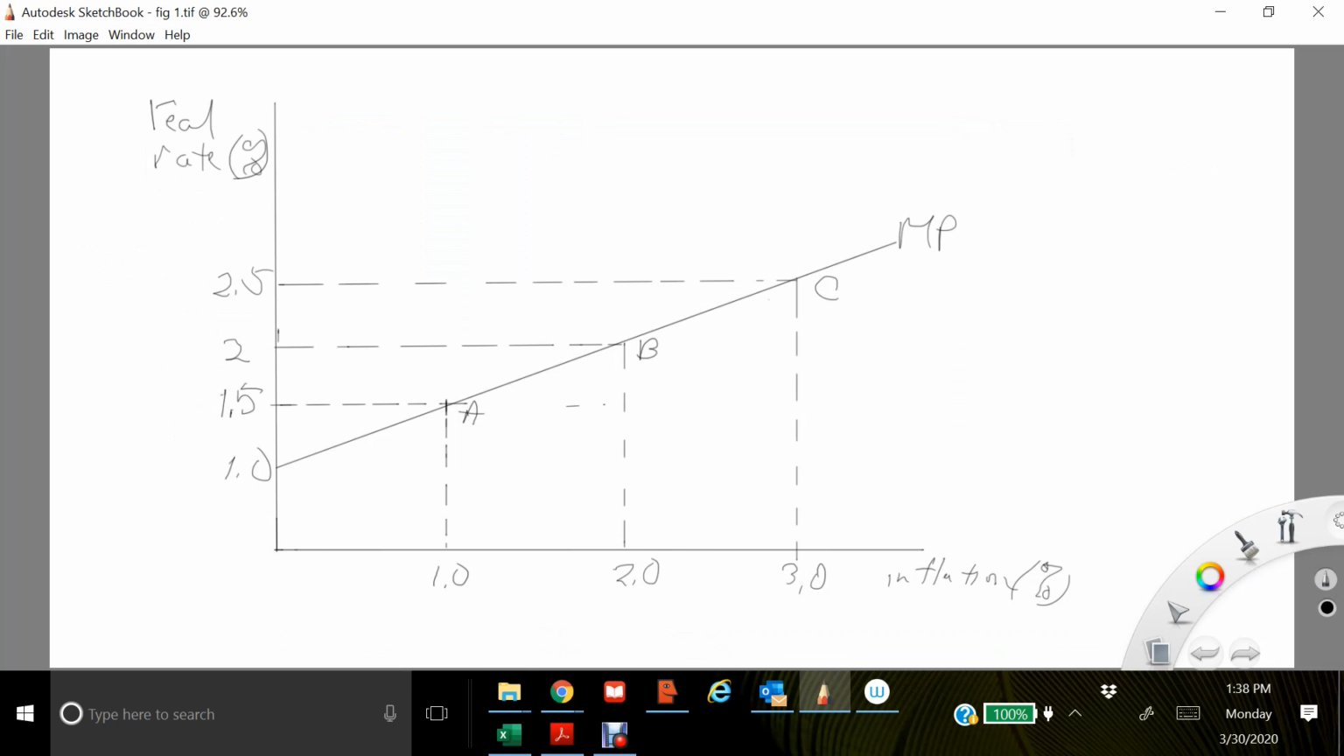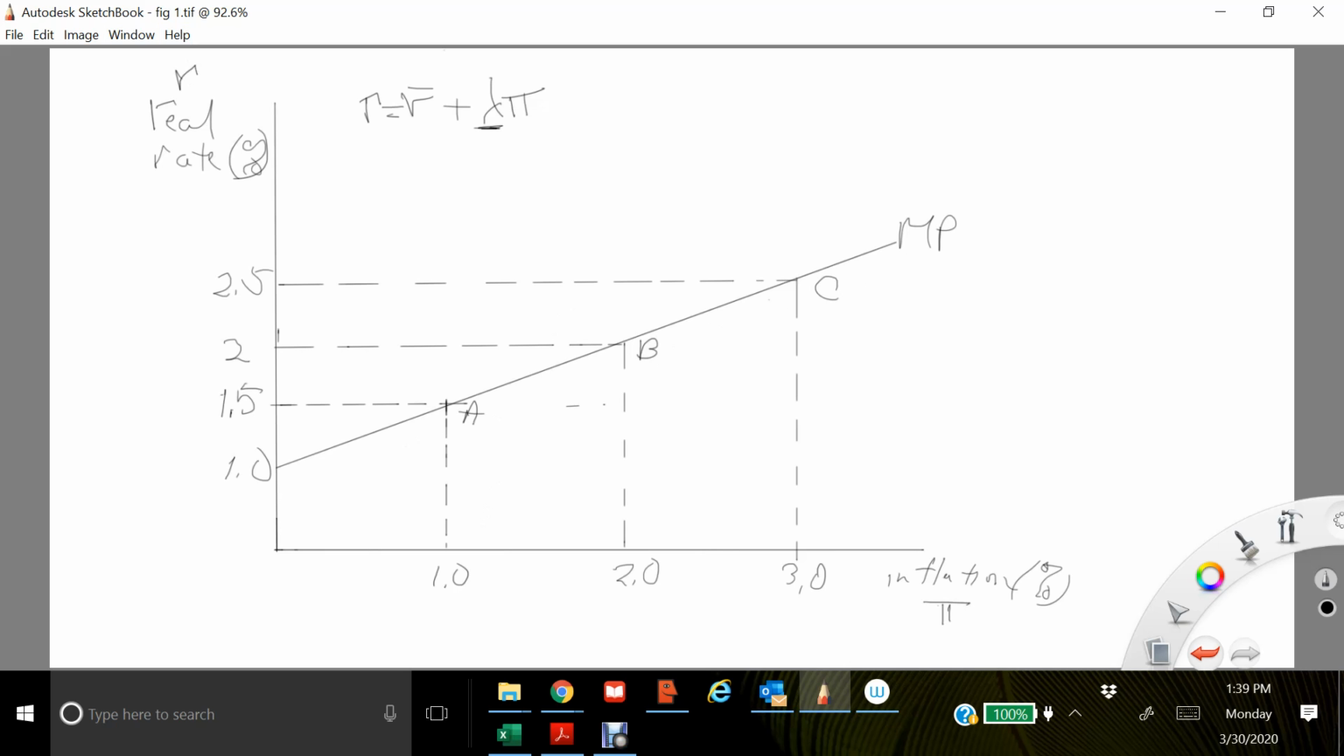Okay, so here we are on page 502. And we've explained how we have this relationship R equals R bar plus delta pi, and delta is a positive number, and so there's a positive relationship between inflation, pi, let's write that down here, and the real rate R, and here it is graphed.